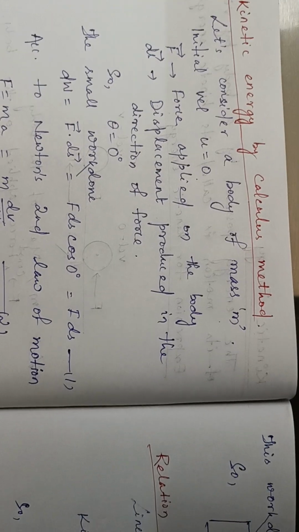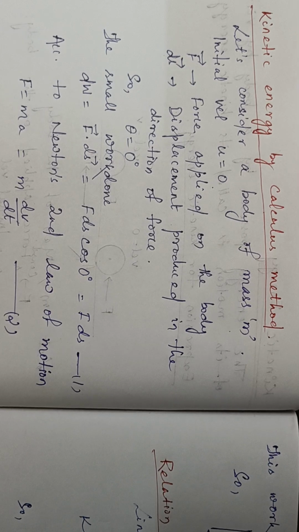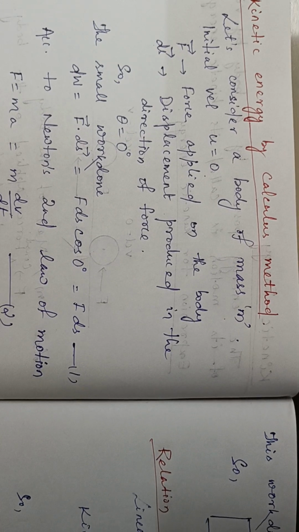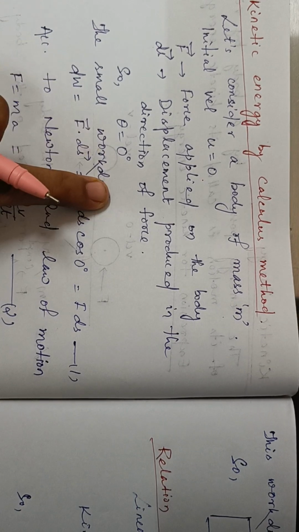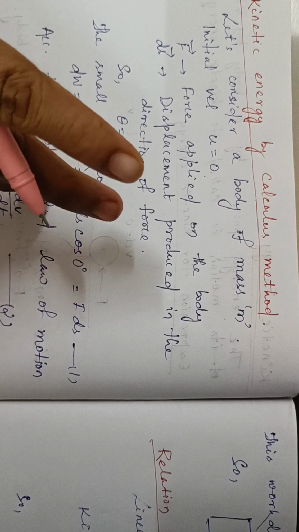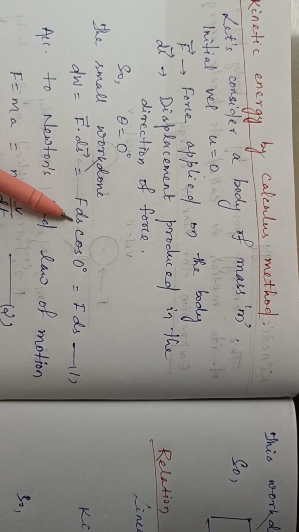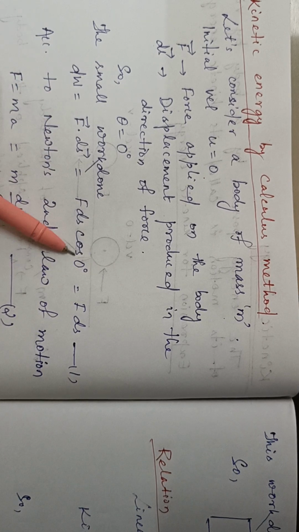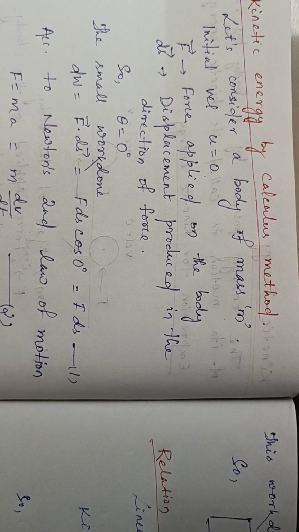So, as the force and displacement both are acting in the same direction, that means displacement is in the direction of the applied force. So I can say that theta is equal to 0 degree as in the previous one. Now the small work done, dw, is equal to how much? F dot ds, that is F ds cos theta, where theta is equal to 0 degree, so cos 0 is equal to 1, you know.